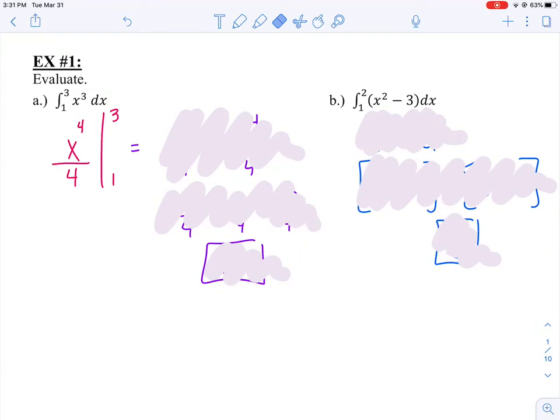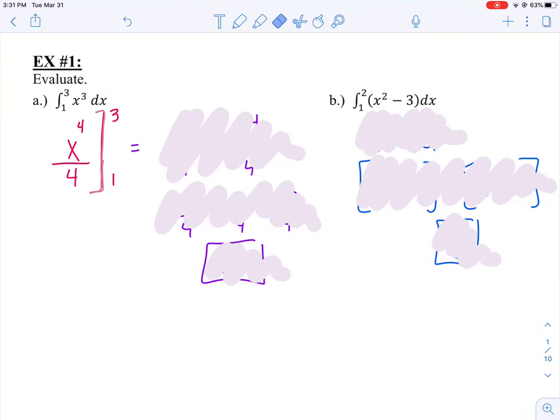And then we're going to evaluate that from 1 to 3. Some books use that straight line, some books use a little bracket to represent that we're evaluating this function from 1 to 3. You notice that I didn't add a plus c because we're doing a definite integral. We should be getting just a number as our final answer.